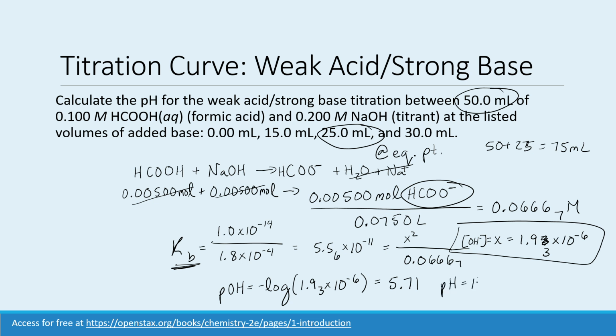And then, of course, to find the pH, we'll have to do 14 minus that value. So 14 minus the 5.71 will lead to 8.29.